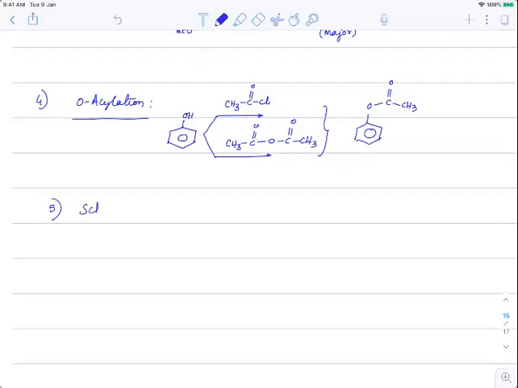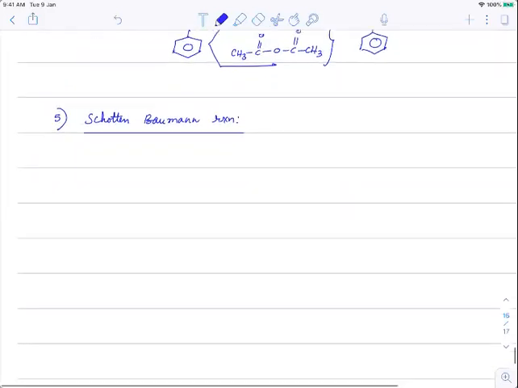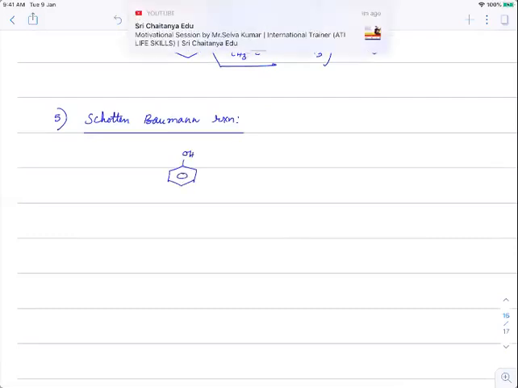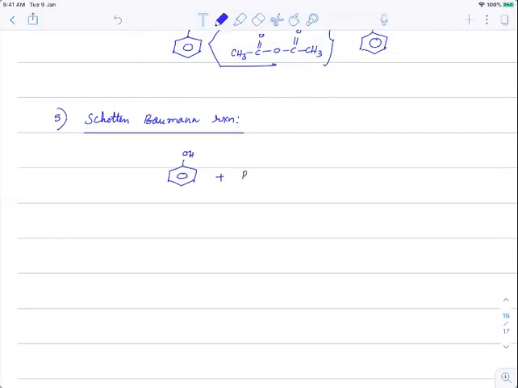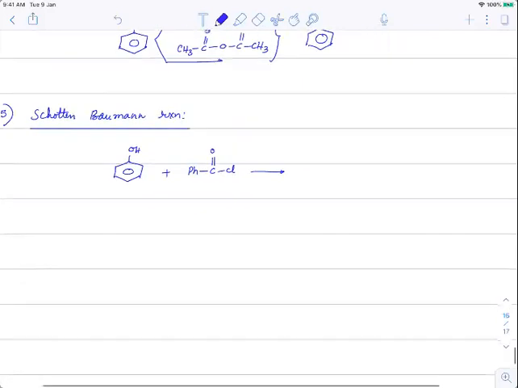Next one is called the Schotten-Baumann reaction. We take phenol and react that with PhC double bond O Cl, doing that in the presence of NaOH, we'll get OC double bond O Ph. This is what we get.